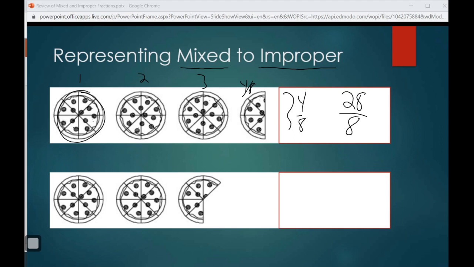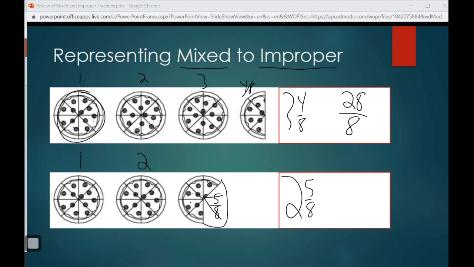What you should have done is count how many wholes you have. You have 2 wholes. Your wholes are always going to be bigger than your fraction. Then you count how many pieces you have available: 1, 2, 3, 4, 5 out of the 8 that make up an entire pizza. If we could imagine this as a completed pizza, there'd be 8 slices. So 2 and 5 eighths.